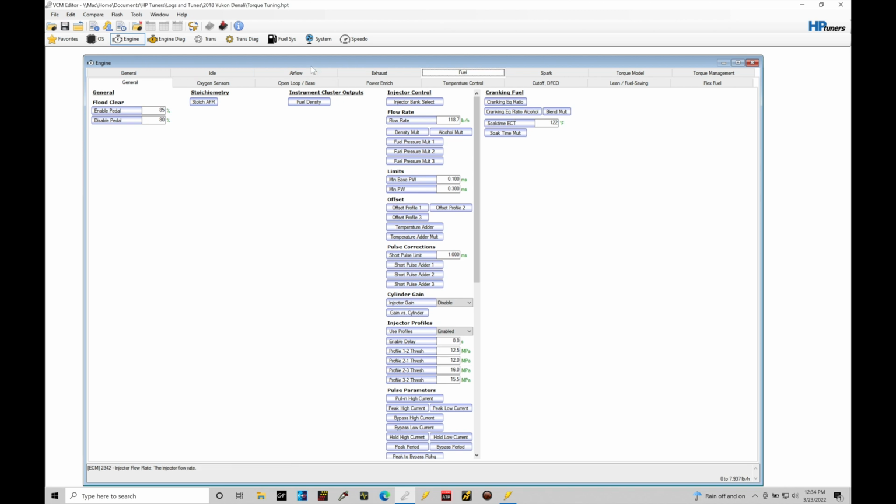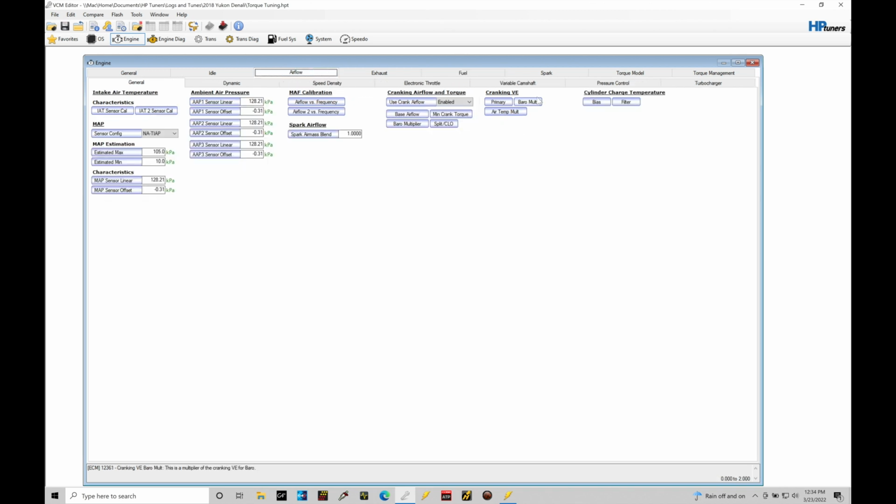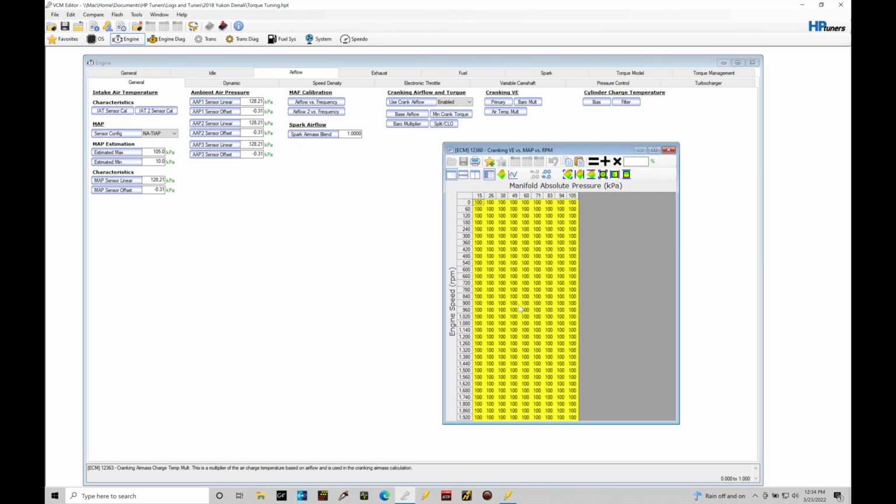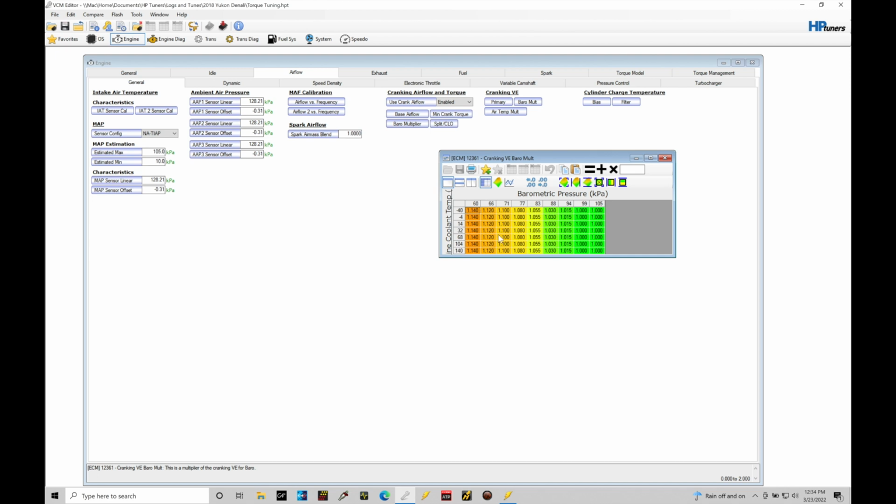So taking a step back here to airflow, taking a look here at our cranking VE, that's where the cranking VE comes into play here. We're going to have this primary table, and we can see this is set all here to 100%, and we'll also find we have a barrel multiplier against this table here. So let's look at the barrel multiplier. Depending on what the barrel pressure is, a representation of our elevation, and the coolant temperature, we're going to find it has a multiplying type of effect.